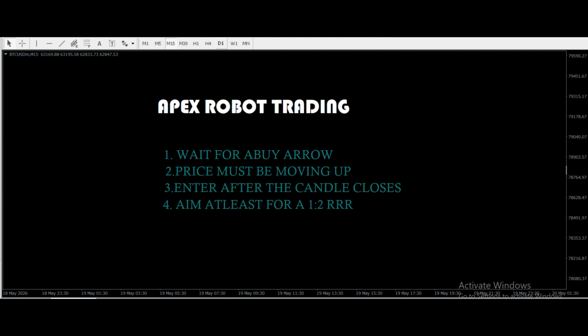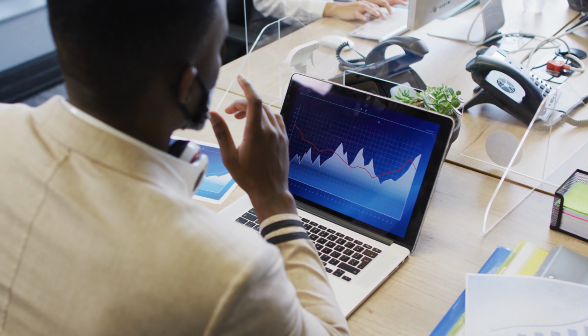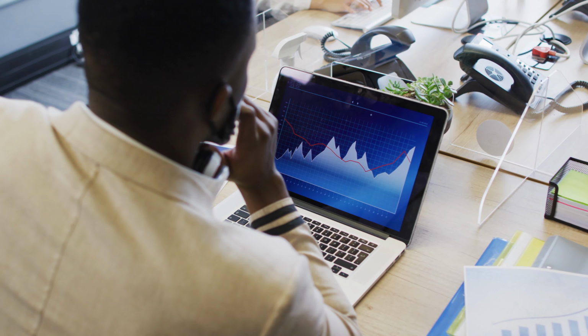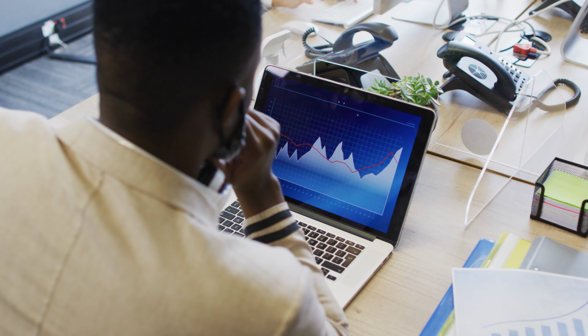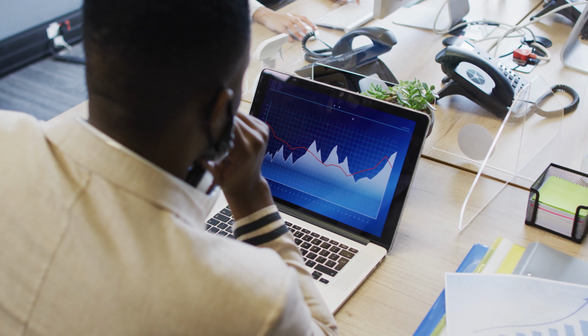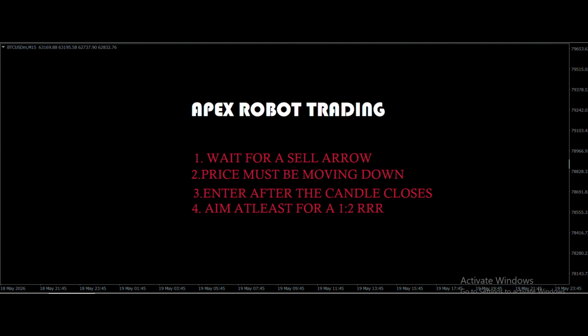Let's start with buy trades. Rule number 1, wait for a buy arrow to appear. Rule number 2, make sure the market is generally moving upward. Rule number 3, enter the trade after the candle with the buy arrow closes. Place your stop loss below the most recent swing low. Set your take profit at least 2 times your stop loss distance. For example, if your stop loss is 20 pips, aim for at least 40 pips profit. This helps maintain a positive risk to reward ratio.